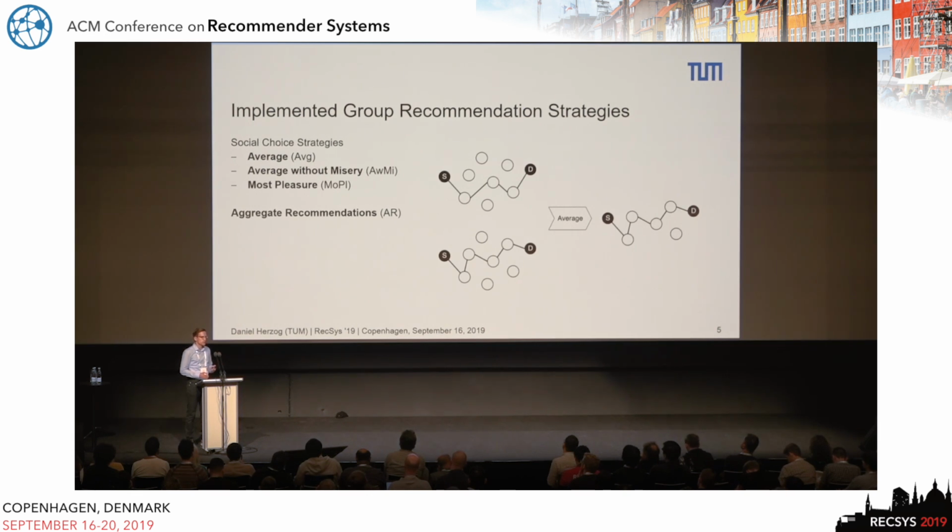The aggregate recommendations technique we implemented in this study looks like this. First of all, we create an individual trip for every group member in a group. Then we create a smaller graph which contains only those points of interest that are part of at least one of the individual recommendations. And then we apply one of the social choice strategies again, but this time on the smaller graph, to come up with a group recommendation.